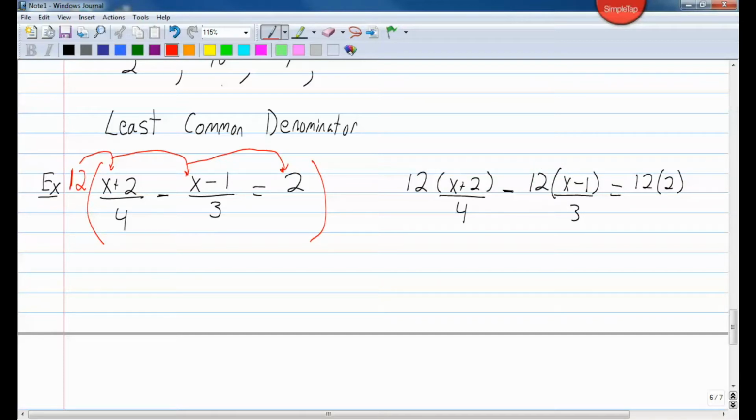Okay? Now, the reason why I said some of you will probably skip some of the steps that I'm doing, what you can do, you see, when I get right here, I have 12 over 4. So 12 divided by 4 is 3 times (x + 2). Okay. Then I have minus, that's important, 12 divided by 3 is 4 times (x - 1). All right, and then 12 times 2 is 24.